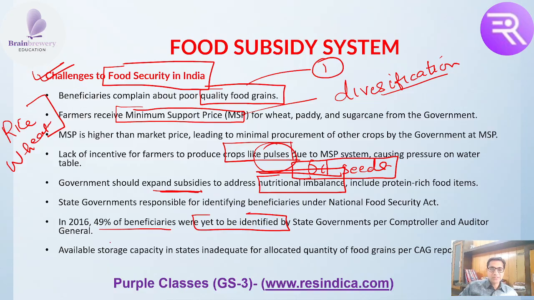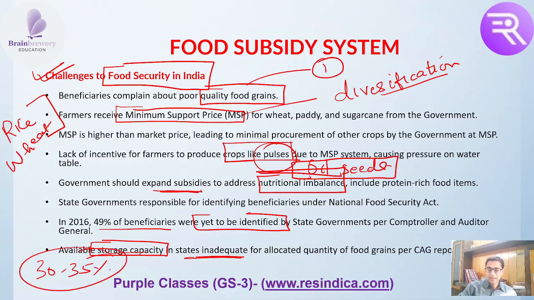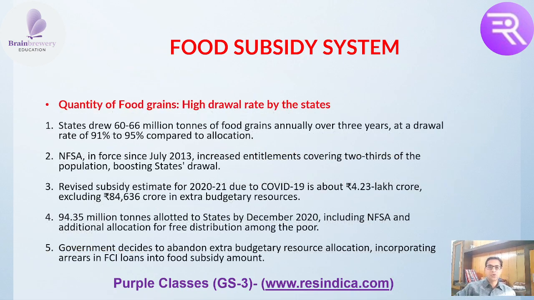Then storage capacity also has to be taken care of, because of inadequate storage facilities, 30 to 35% of the food grain gets lost in the yearly context. Next, the quantity of food grain and the high drawal rate by the states. States are drawing around 60 to 66 million tons of food grain annually over 3 years. So there is a 91 to 95% withdrawal rate.